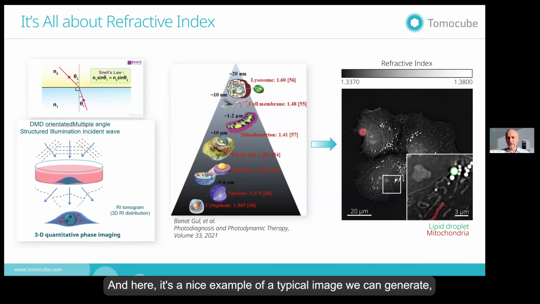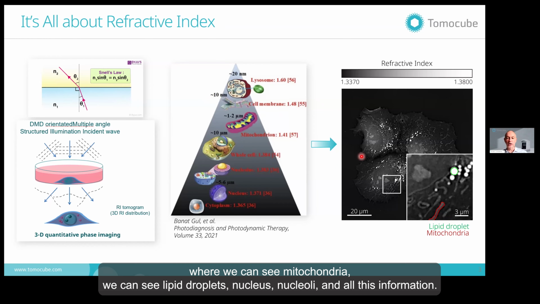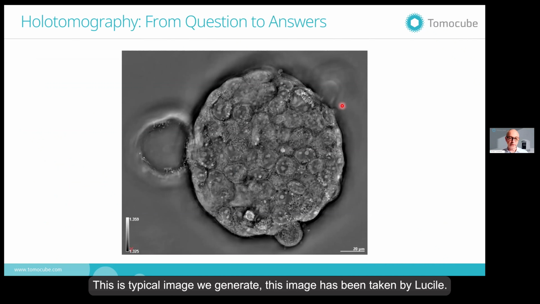Here is a nice example of a typical image we can generate, where we can see mitochondria, lipid droplets, nucleus, nucleoli, and all this information. This is a typical image we generate. This image has been taken by Lucile.